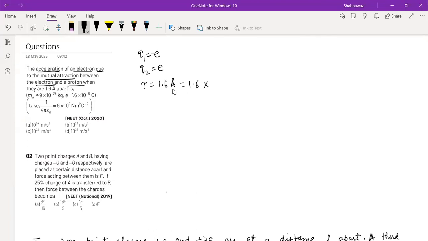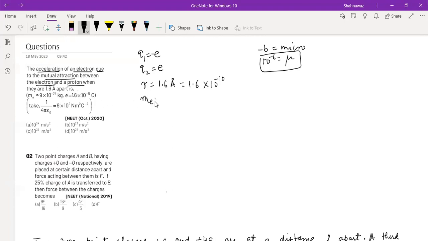How much is an angstrom? Is it 10 to the power -6 or -10? Yes, -10. -6 is micron, right? This is also represented by 10 to the power -6. Okay, yes. And what is given?